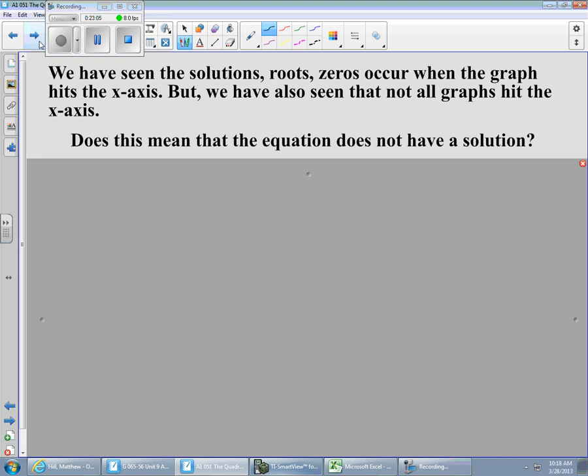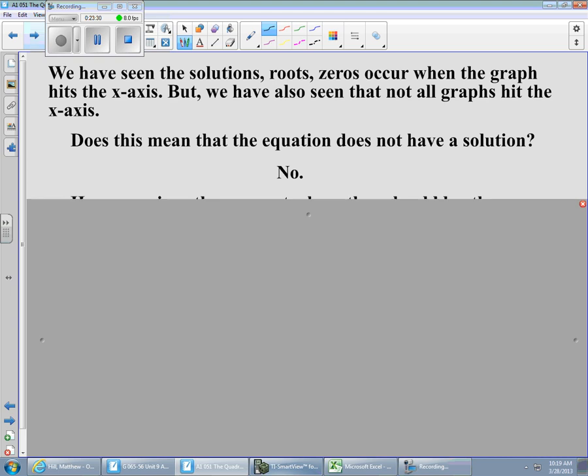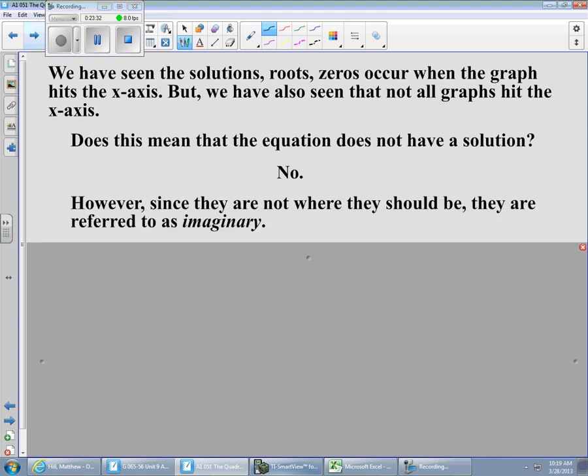So what does this mean? Does it mean that there is no solution? If the solutions exist on the x-axis, what happens if the graph is never on the x-axis? Does that mean that there are no solutions, that there's no values that'll work in this equation? It's a good question, kind of a tough question, but it is a good one. There are still values that work, but they don't exist where we expect them to exist. They're supposed to be on the x-axis, but they're not.